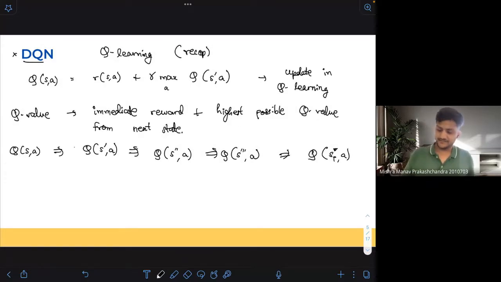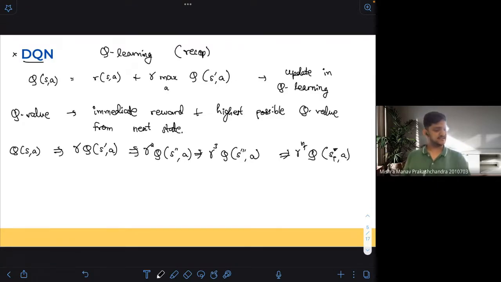Now, I should add some gamma here, because that would be a correct representation. So this is gamma 3 and gamma of some, let's say, n of t. Okay, so this is the number of steps you took to reach the terminal state.